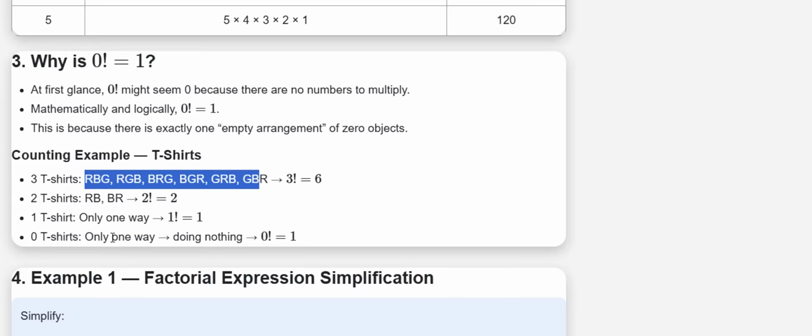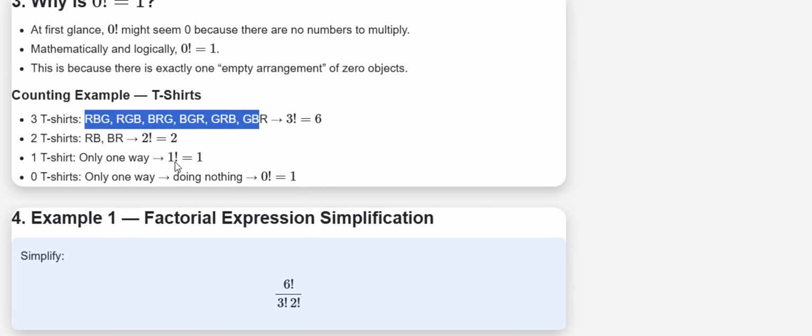And then, if we have only 1 shirt, for example, a red shirt, we can only arrange it in just 1 way, which is 1 factorial, meaning that 1 shirt, of course, you don't have another to combine with. Then it means 1 factorial will be 1. You can just arrange it in 1 way. But then, if you have 0 shirts, you can only arrange them by doing nothing. Because in the first place, you don't have anything to arrange.